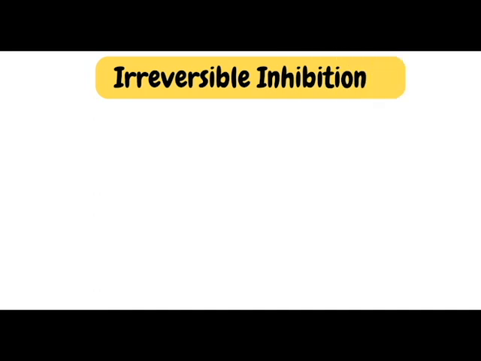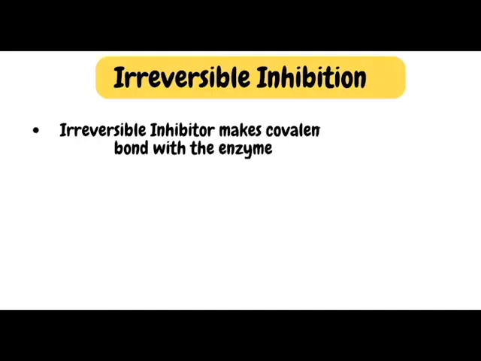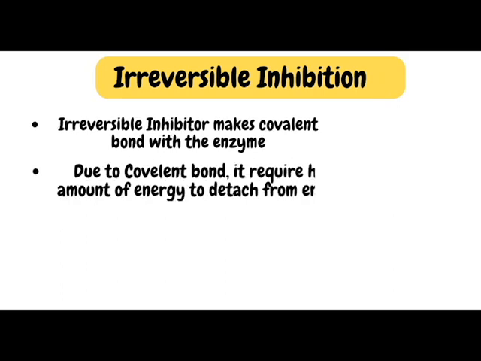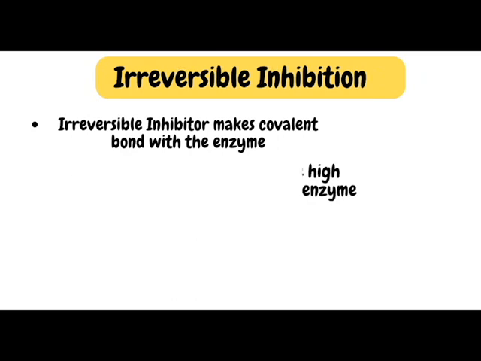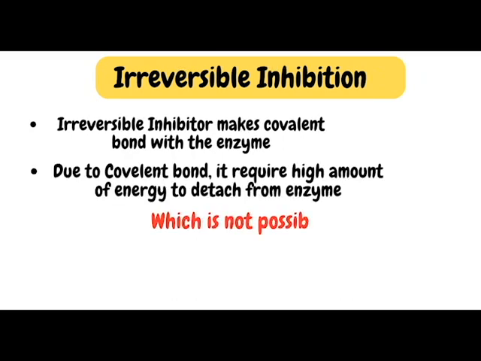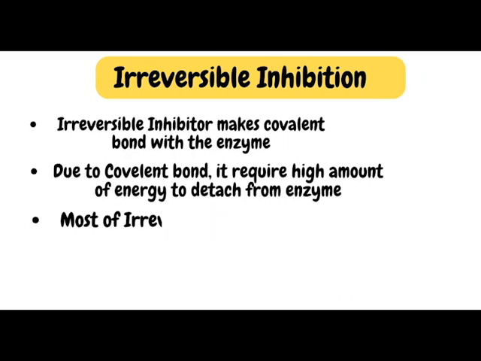In this type of inhibition, an irreversible inhibitor makes a covalent bond with the enzyme. Due to this covalent bond, they require a high amount of energy to get detached from the active site of the enzyme, which is not possible. Most irreversible inhibitors are toxic substances.